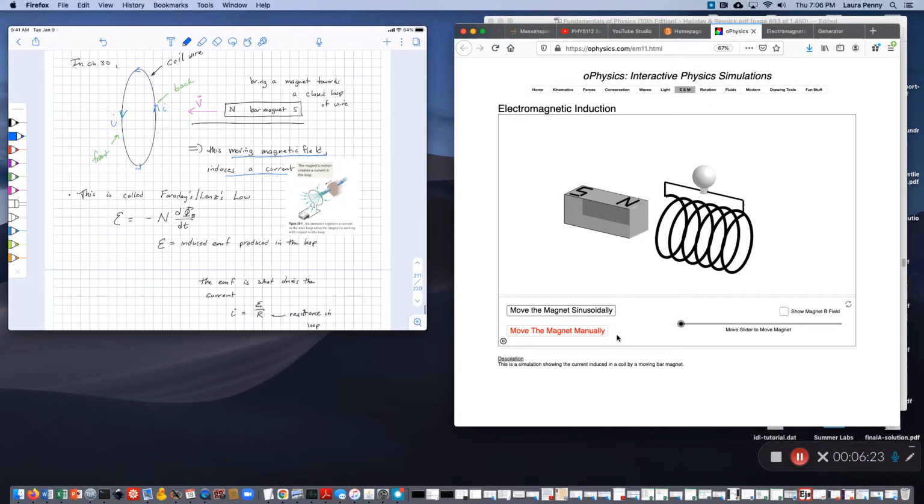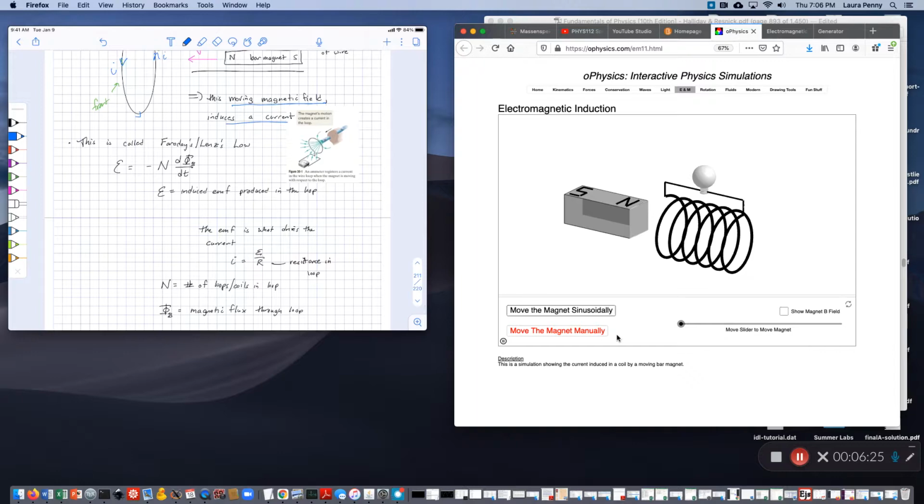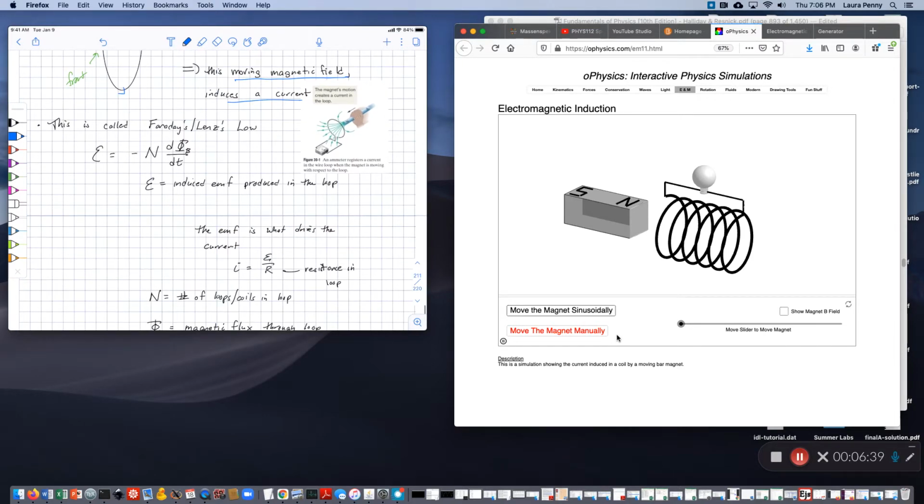So the actual equation, or one version of the equation that governs this or tells us this, is called Faraday's and Lenz's law. And it looks like this, where it says that there's an EMF, right? This is an EMF.